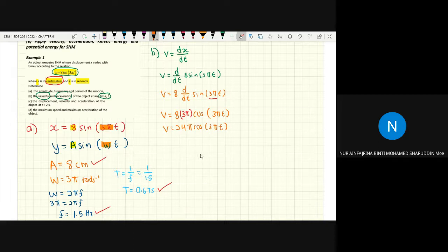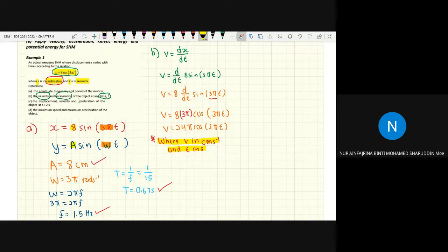Okay, but we are not done yet. Awak kena tambah perkataan ni. Wajib, I'm going to write dengan pen merah: where v in centimeter per second and t in second. Wajib tulis, sebab pemeriksa nak tahu dia dalam apa. Okay, boleh? Okay, so we are done with velocity.